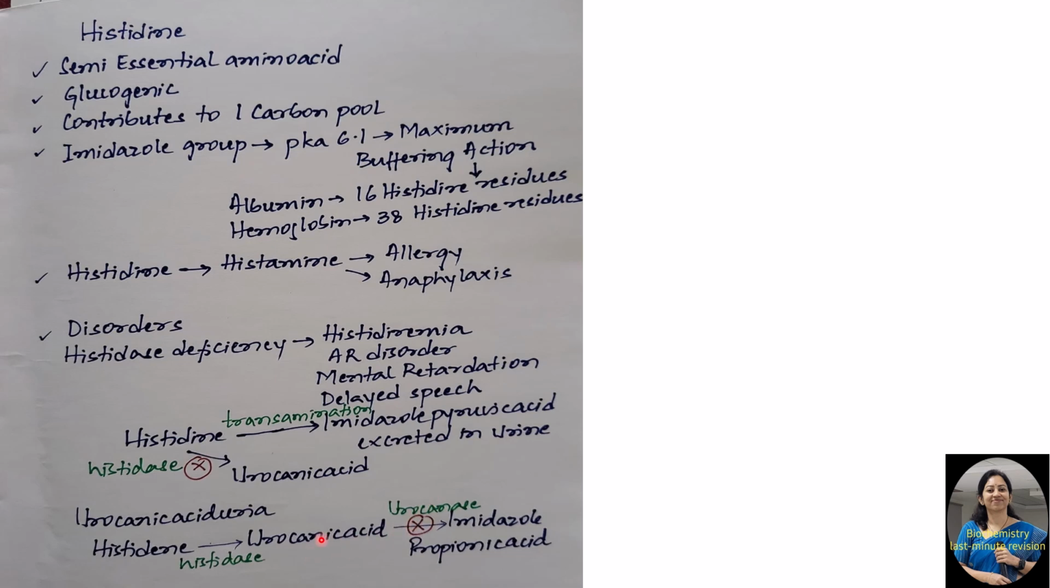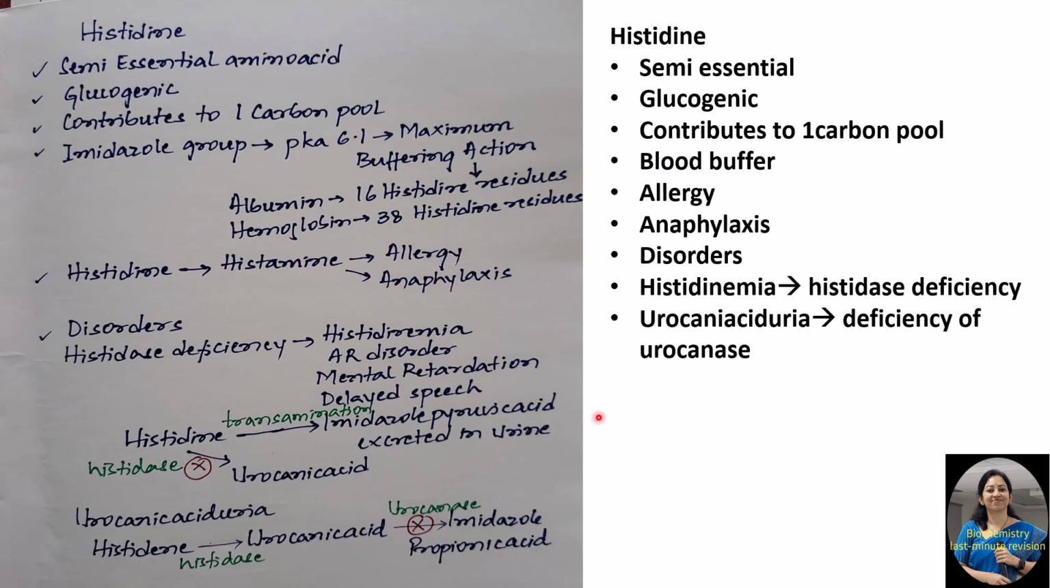Normally urocanic acid gets converted to imidazole propionic acid with the help of urocanase. When this enzyme is deficient, there occurs accumulation of urocanic acid and it gets excreted in urine, resulting in urocanic aciduria.